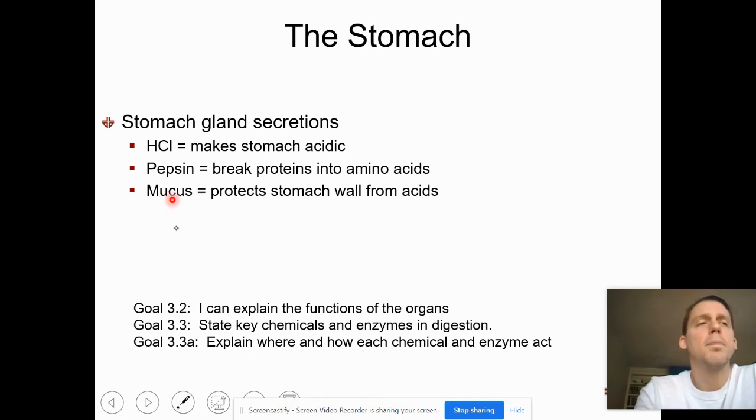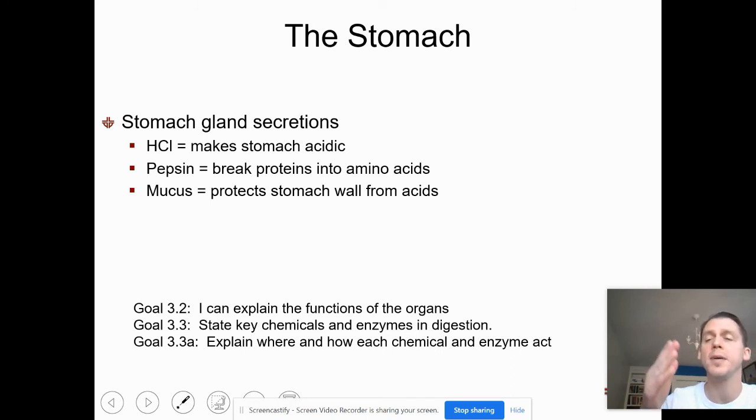And then you have a bunch of mucus. That sounds pretty gross, right? Mucus in your stomach. But this is actually really important, because think about it: you have a stomach filled with hydrochloric acid. That is not good for your tissue. So your stomach is coated in mucus, and that thick mucus protects the stomach from the acid.